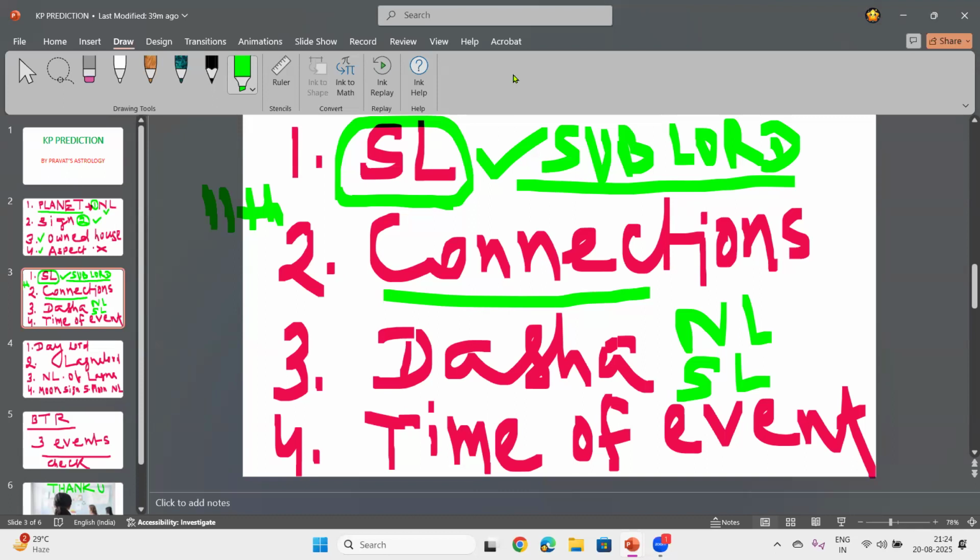Who is the primary karaka? Say the fifth sublord is Rahu. Fifth sublord is Rahu, and Rahu is sitting in the fourth house. What will happen? It will negate. Difficult to get. The dispositor of Rahu is sitting in the 11th. Again, it is connected to Rahu, isn't it?